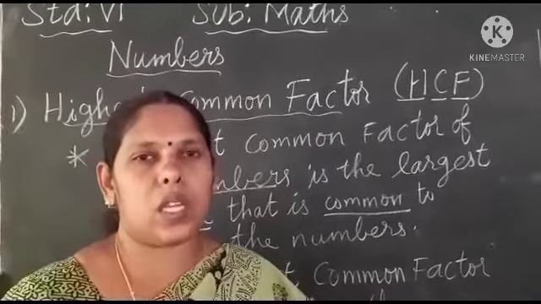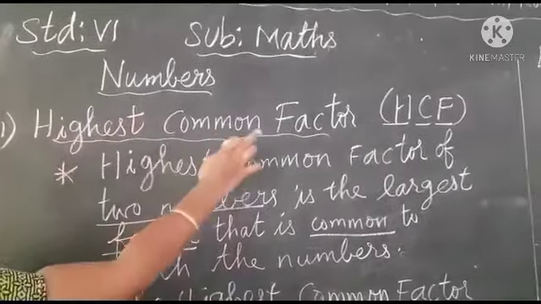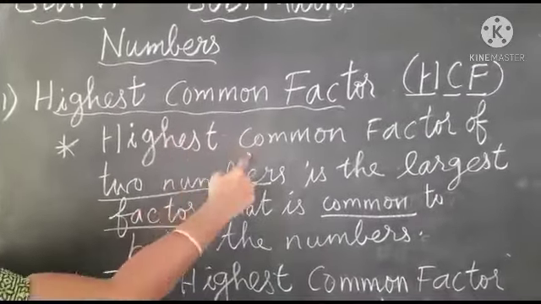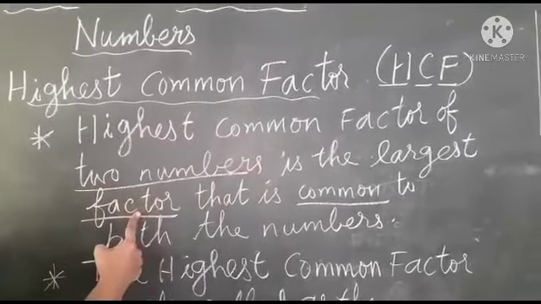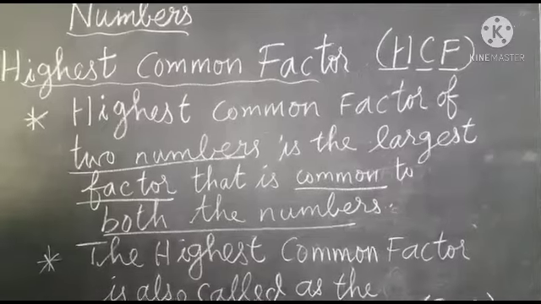Today we are going to see the topic numbers. In these numbers, first we see highest common factor, that is HCF. What is the highest common factor? The highest common factor of two numbers is the largest factor that is common to both the numbers.